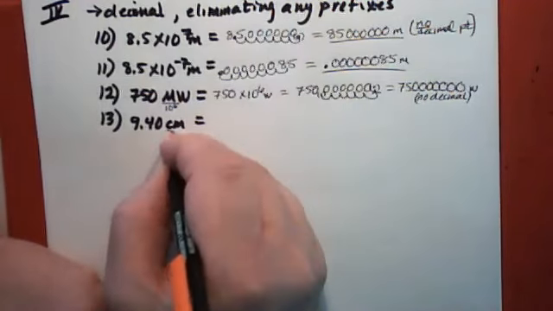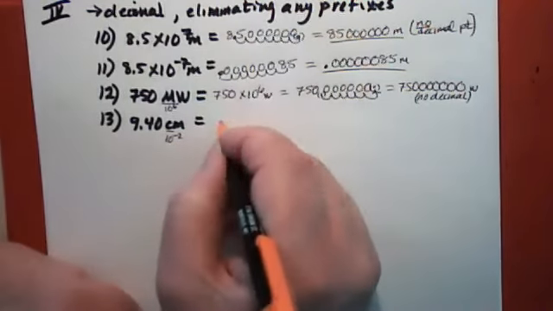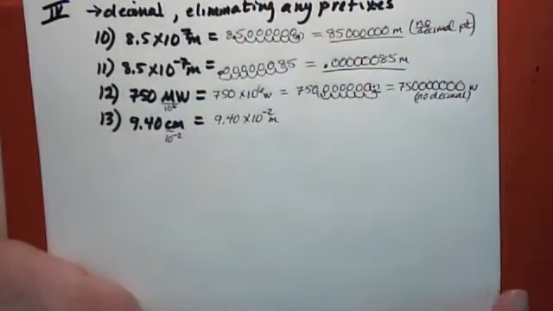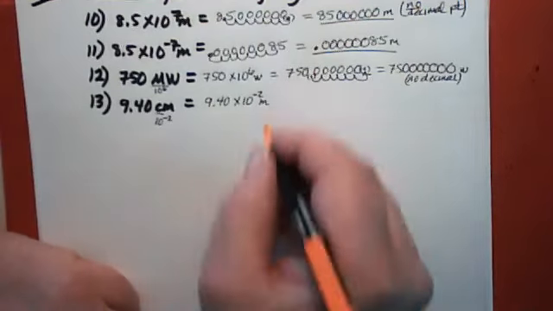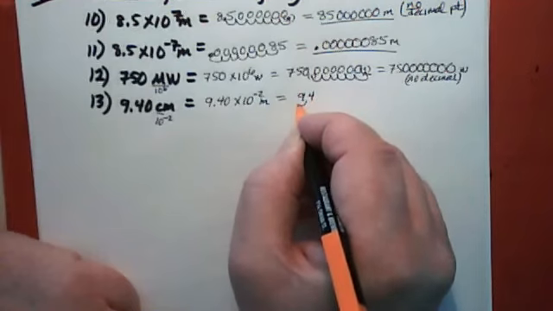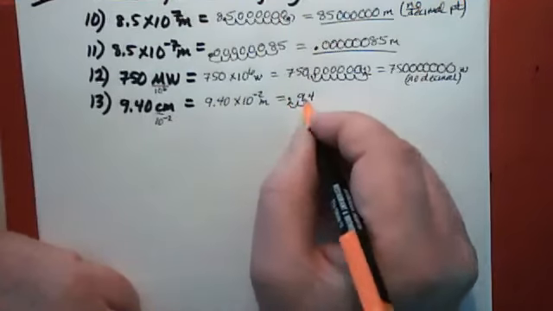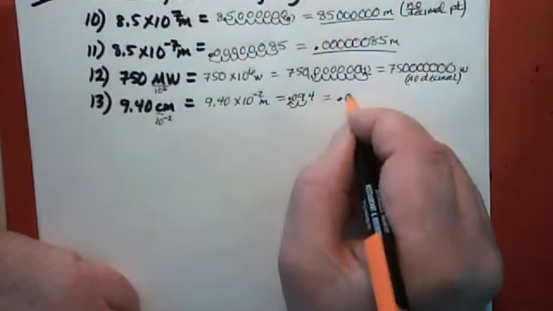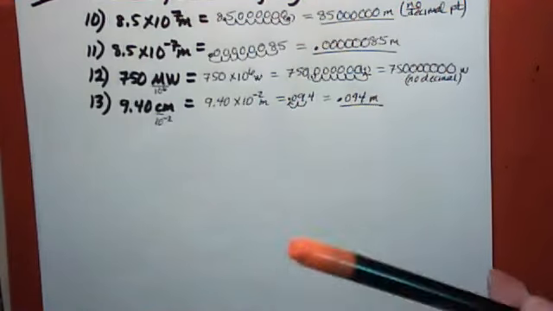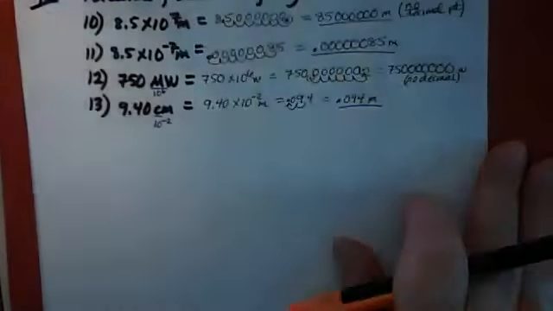And then next, we have 9.40 centimeters. Centi means 10 to the minus 2. So our first step would be to change this to 9.40 times 10 to the minus 2 meters. And then we can move the decimal point 2 spaces in the direction that makes the number smaller. Fill in the empty space with a 0, and we get 0.094 meters. And that would be the proper decimal form for that number. Okay, so that's that page.